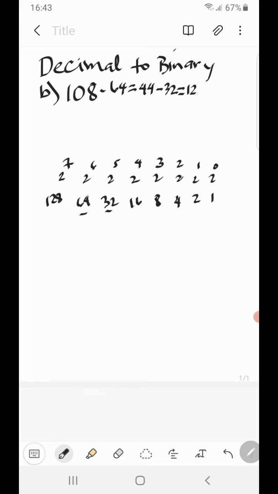Equals 12, right? Now, if we go to 16, we cannot subtract 16 from 12 because 12 is less than 16. So we skip 16. We go to 8. Yes, we can subtract 8 from 12. So 12 minus 8 will give us a value of how much? 4. Okay, I'll write here continuation. Okay, 12 minus 8 will give us a value of 4.